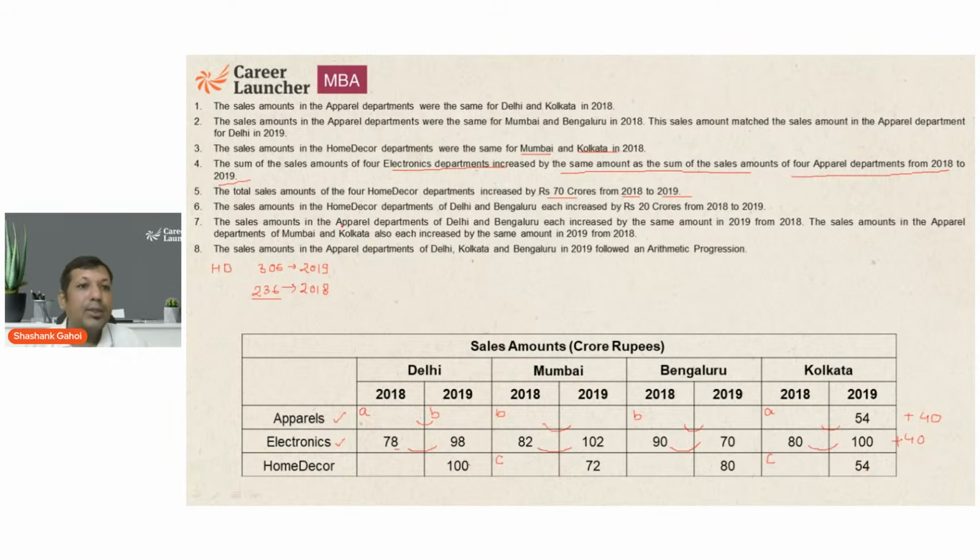Okay. The sales amount in the home decor department in Delhi and Bengaluru each increased by 20 crores in 2018 to 19. Delhi and Bengaluru increase of 20 crores each. Okay. So this should be 80. 80 plus this, that is 100, right? This should be 60. 60 plus 20 is 80. So I got this.